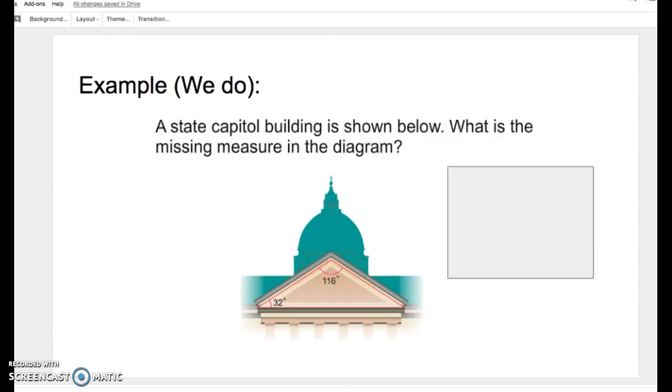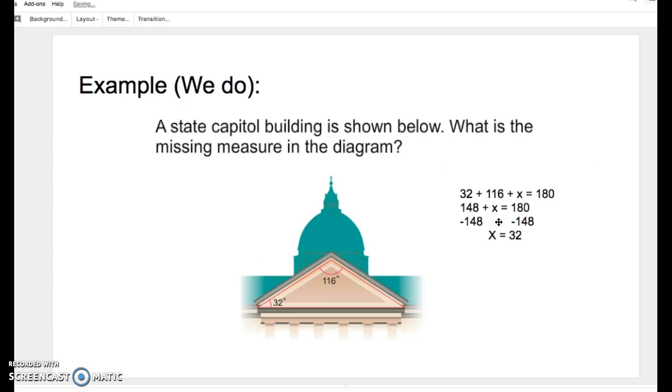And then lastly, you guys pause the video and complete this one. So when you answered this, you should have had 32 plus 116 plus x is equal to 180. You would have combined like terms to get 148 plus x is equal to 180. And then subtract 148 to get x is equal to 32 degrees.